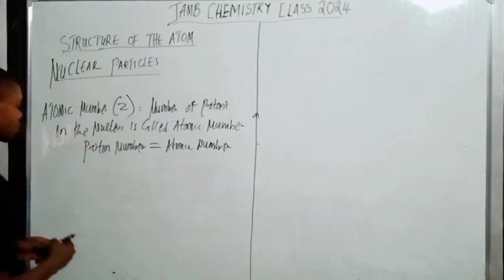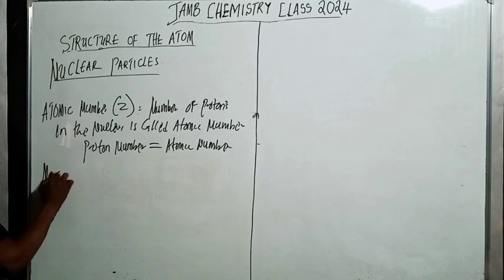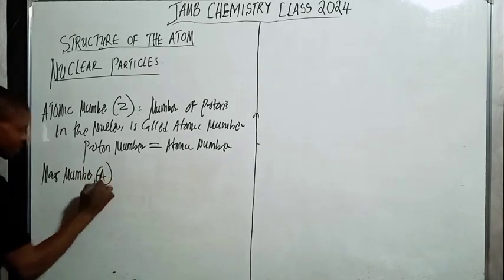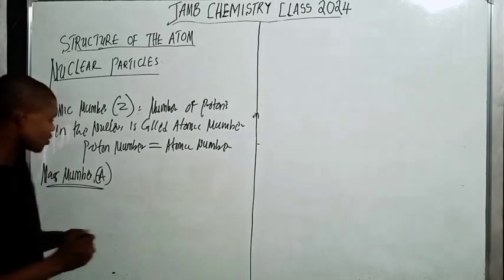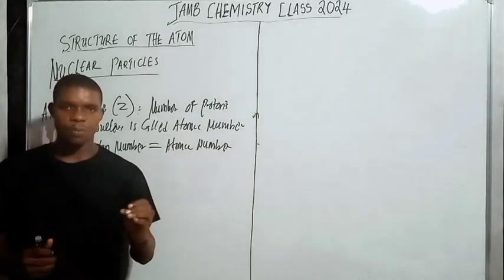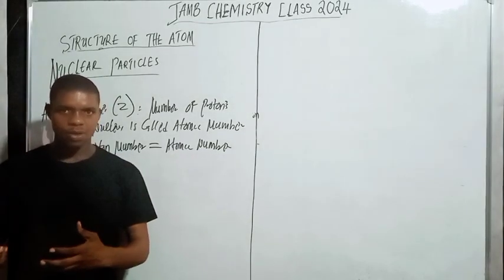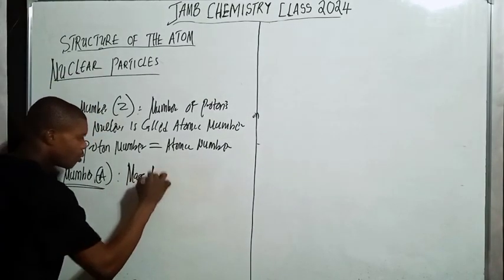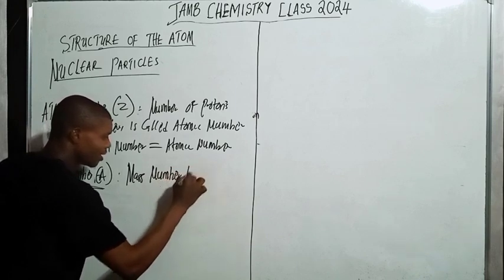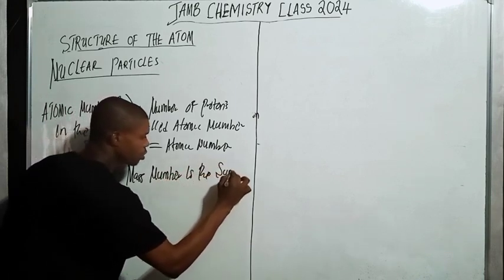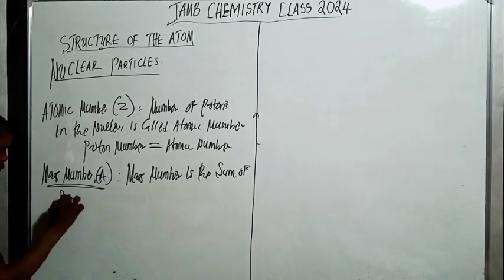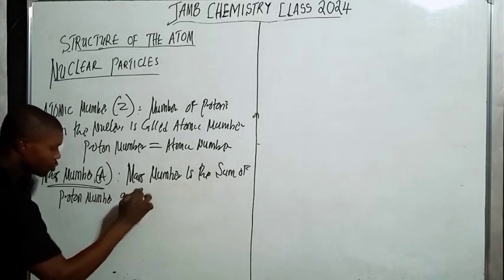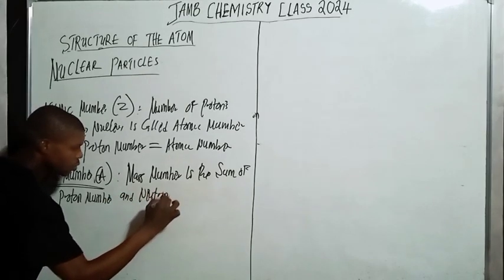The next one to look at is the mass number, which is A. What is the mass number? The mass number is the sum of the proton number and the neutron number. Do you understand? So the mass number is the sum of the proton number and the neutron number.